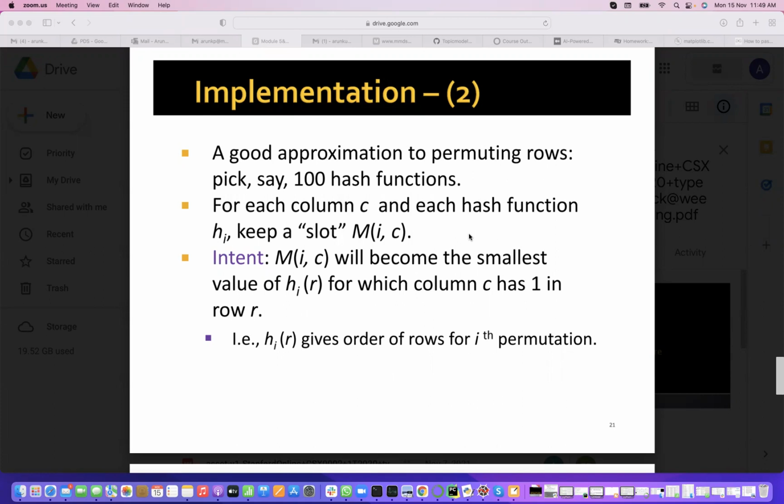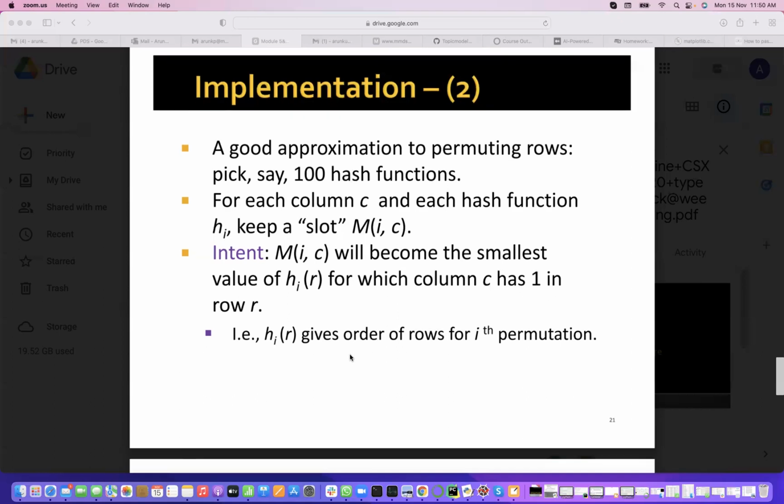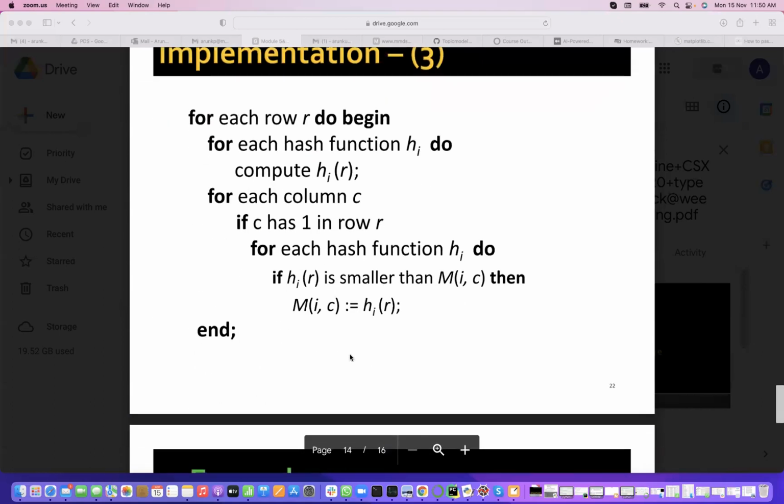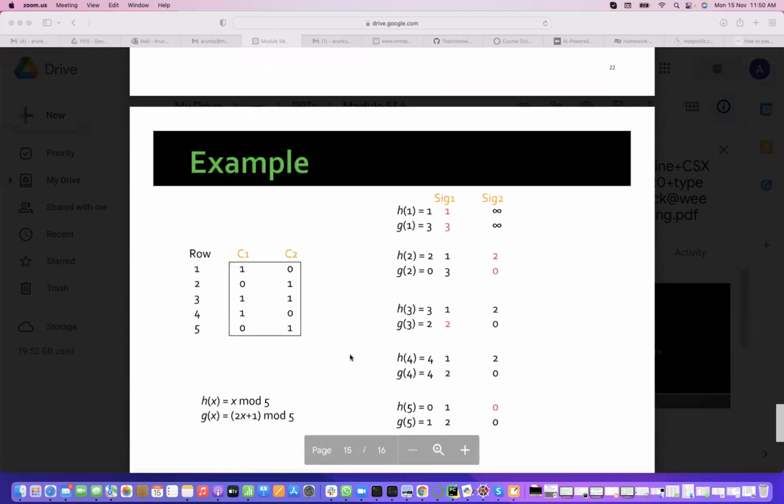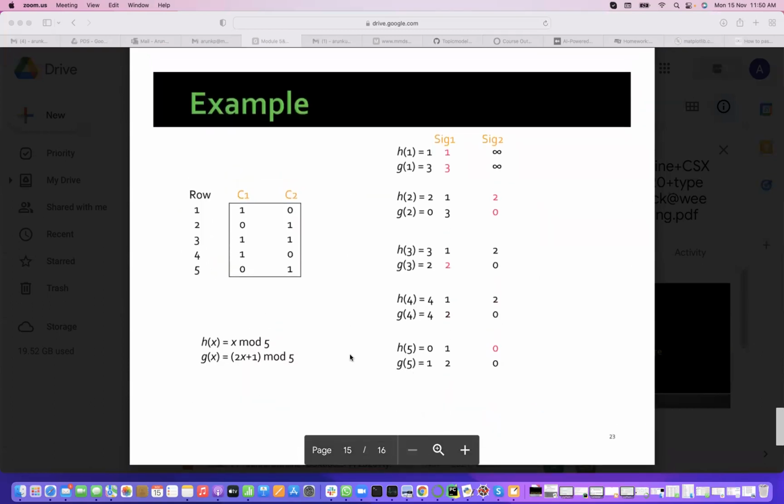For each column C and each hash function h_i, keep a slot M(i,C). Why are we storing this M(i,C), and what is the purpose of storing it? M(i,C) will become the smallest value of h_i(r) for which column C has 1 in row r. That is, h_i(r) gives the order of rows for the i-th permutation. So here the algorithm is given. Once we go to the example, then you understand better. So first we will see the example.